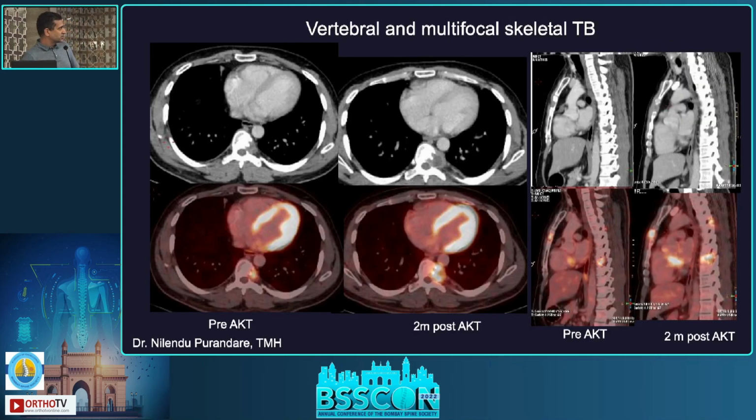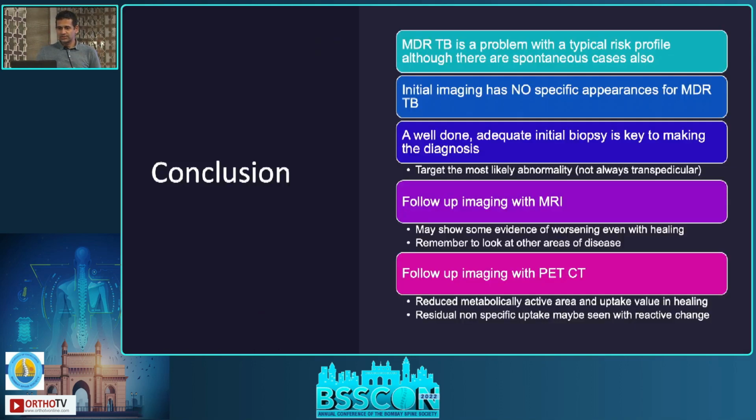On PET-CT, you would just see the reverse. Something that was metabolically active would tend to increase if it was multi-drug resistant or if it was worsening disease. Conversely, if it's improving disease, the metabolic activity tends to reduce.